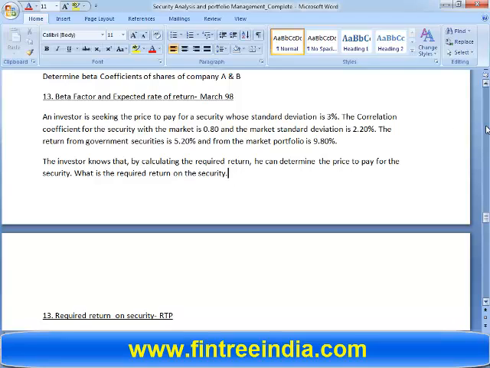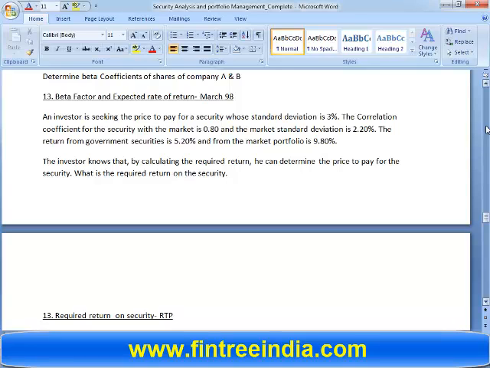Can you solve for this? What is the required return for the security? How do we calculate required return? Using CAPM. What is the formula for CAPM? RF, yes, RF plus market risk premium into beta. Risk-free rate of return plus market risk premium into beta. Market risk premium is calculated how? RM minus RF, return on market minus risk-free security.